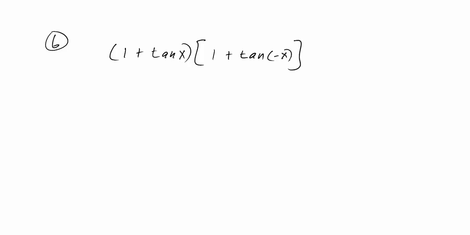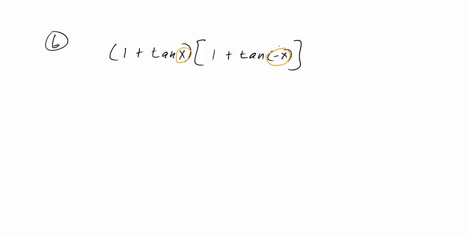Okay, one last example. We have 1 plus the tangent of x multiplied by 1 plus the tangent of a negative x. And once again, notice here we have different angles. One is x and the other one is negative x. So before we can really multiply this, we need to make sure we come up with the same angle.